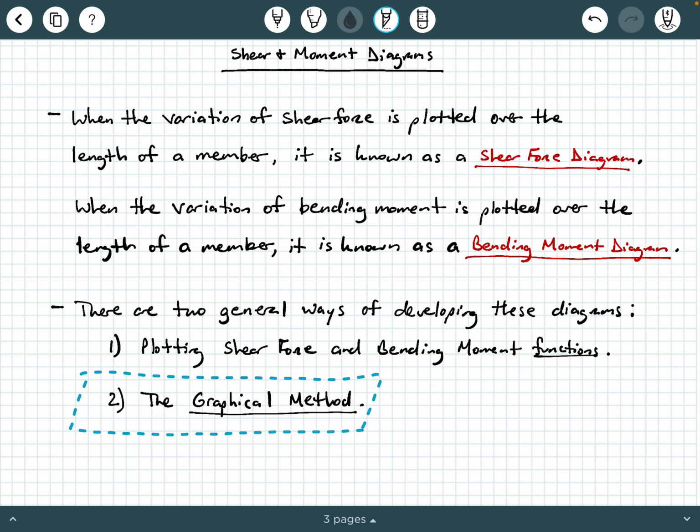In this method, basically what we do is we first compute external support reactions for our beam, and then we work left to right to plot first the shear force diagram, then the bending moment diagram. I'm going to have a couple of follow-up videos where I go into detail of using the graphical method. This short video is just meant to give you some general background information on what we mean by shear force and bending moment diagrams.